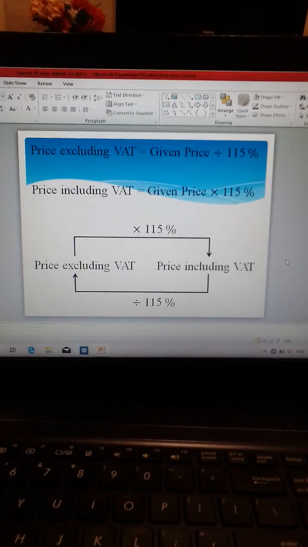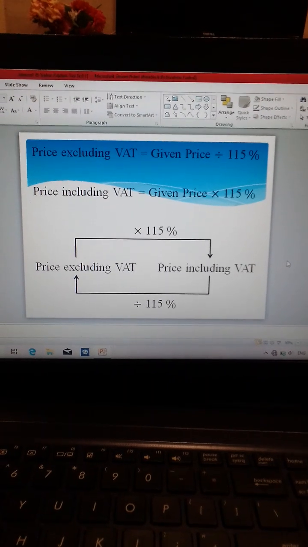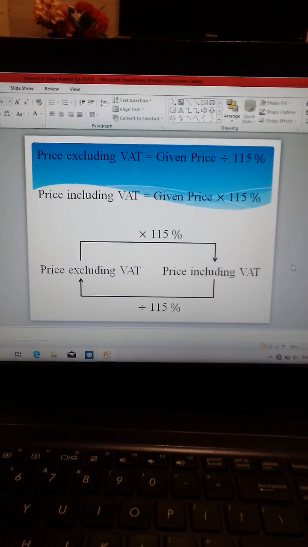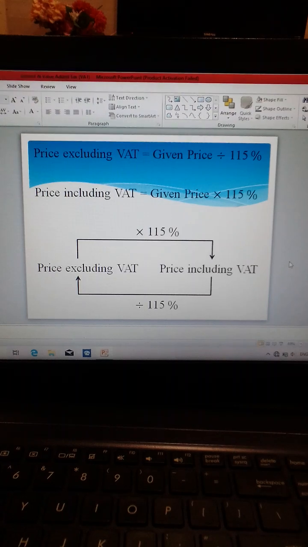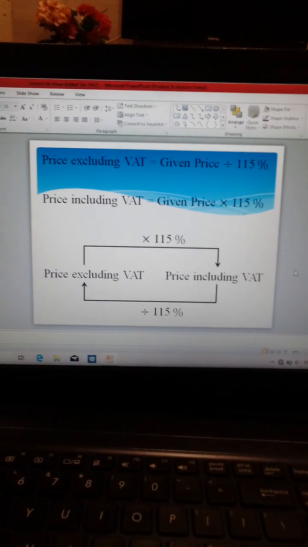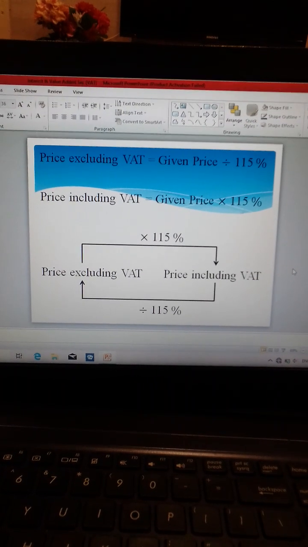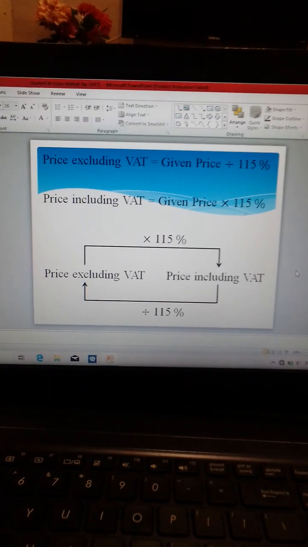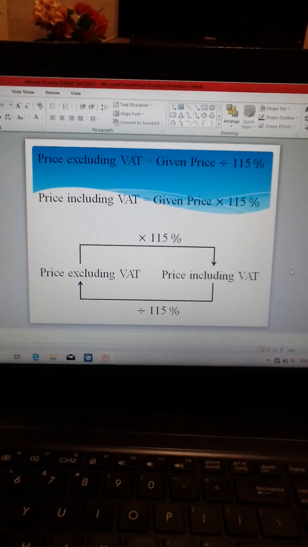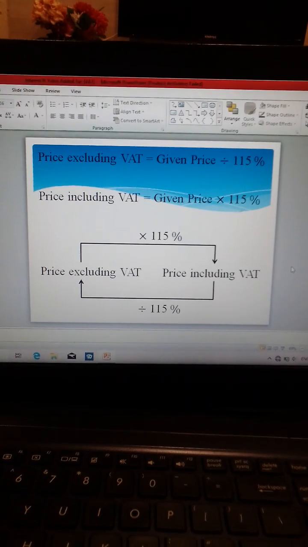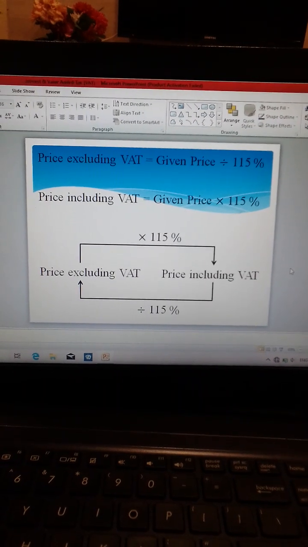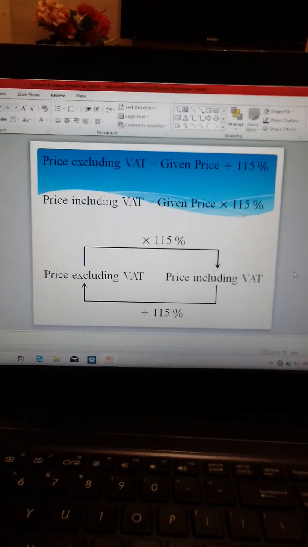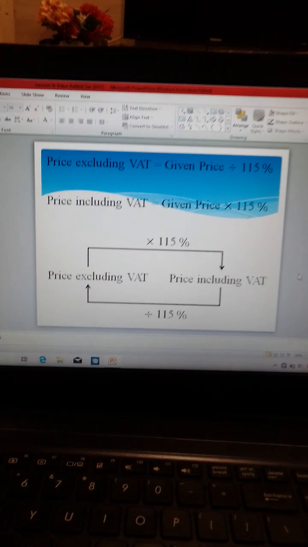Now this is VAT calculations, right? When you are asked to calculate the price excluding VAT or the original price, it is the given price divided by 115%. If you are asked to calculate the price including VAT, it is the given price times 115%, okay? Just know one and you know that the other is the reverse. So if you are asked to calculate the price excluding VAT or the original amount, it is the given price divided by 115%.